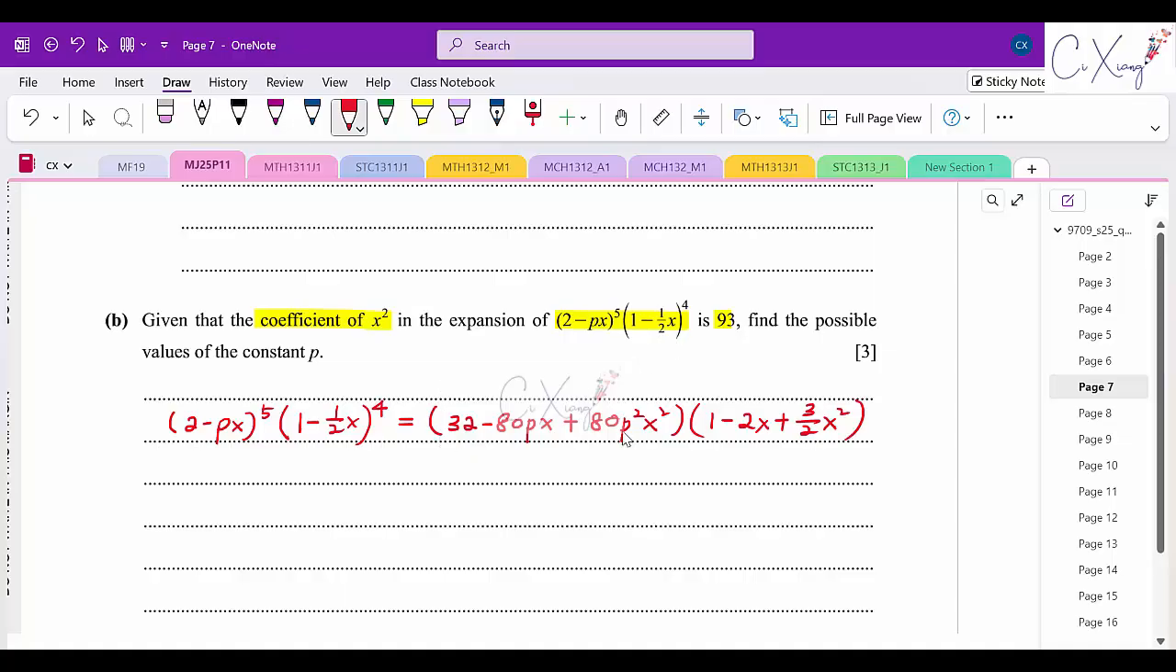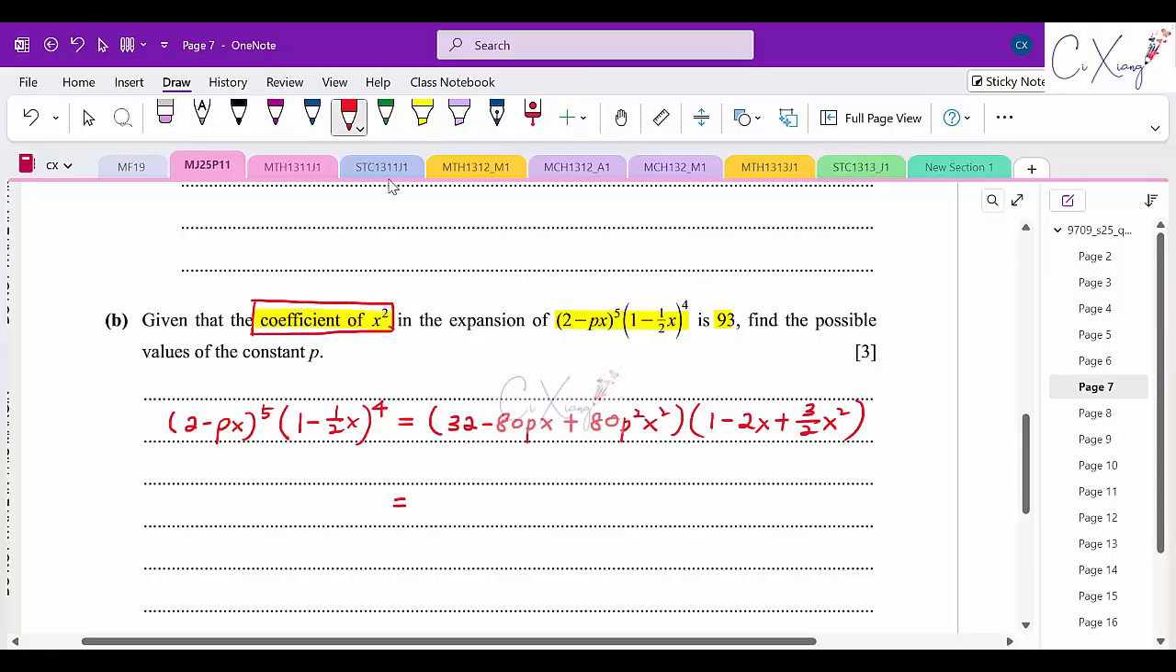Alright, so why the first three terms are enough for each of the expressions is because when you try to expand everything, the highest power that we get is up to x power 4 already, which means it is more than enough because we are looking for x squared. Alright, so if you try to expand everything, all the x squared is included in our calculation here. Then now, since for this question they only want us to focus on the coefficient of x squared, what I do is I try to focus only on the x squared term.